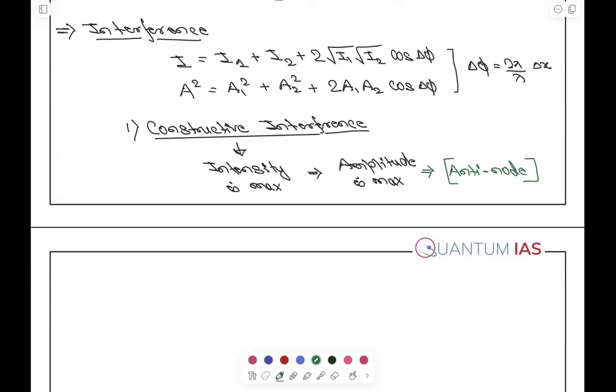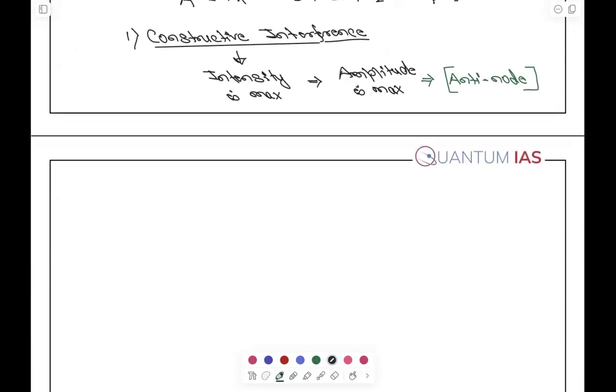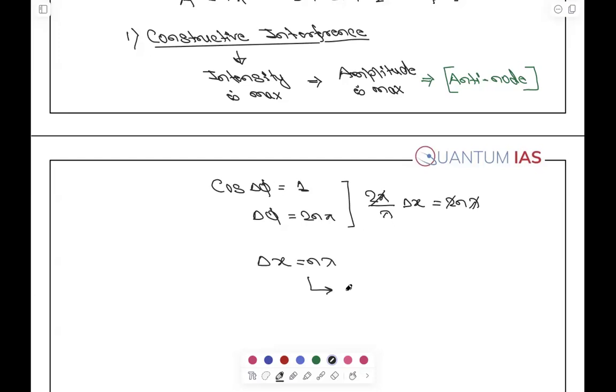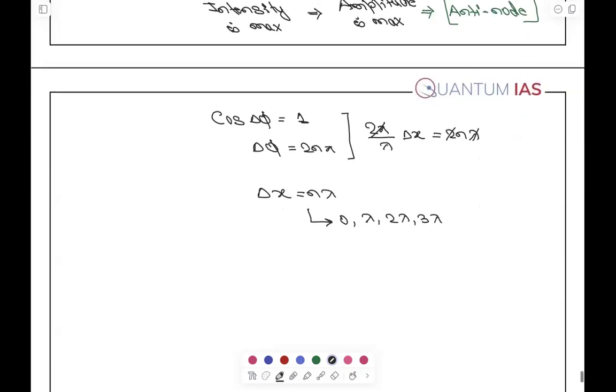ठीक है. Now when the maximum amplitude will be there, when cos delta phi is 1, there only we will get this. Delta phi will be equal to 2n pi. Now delta phi is 2 pi by lambda into delta x, equal to 2n pi. So I hope you know these things. ये तो बच्चे वाली चीजें हैं. That delta x is equal to n lambda, that is at 0, lambda, 2 lambda, 3 lambda. What will we be finding? We will be finding antinodes at these points.